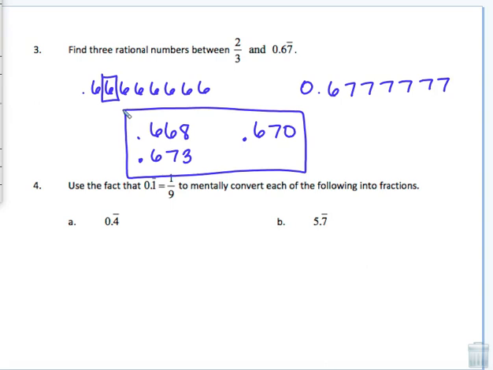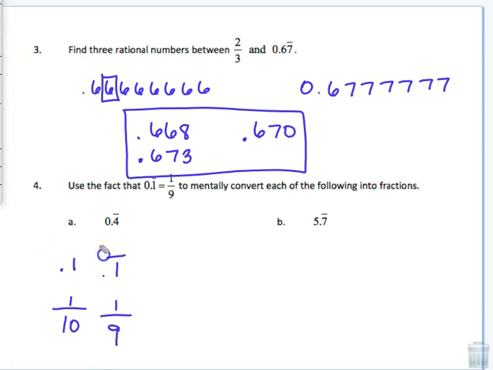On number 4, it says use the fact that 1/10 repeating is 1/9 to mentally convert the following into fractions. This is really interesting. This is something that I did not learn until even after high school, as far as how to quickly convert this. Nobody showed me this. And so I know, of course, that if I just have 1/10, that's 1/10. If I have that 1/10 repeating, that will always convert to 1/9.